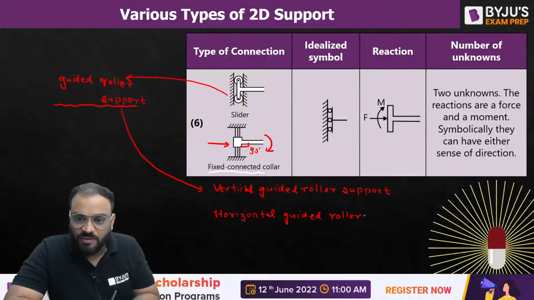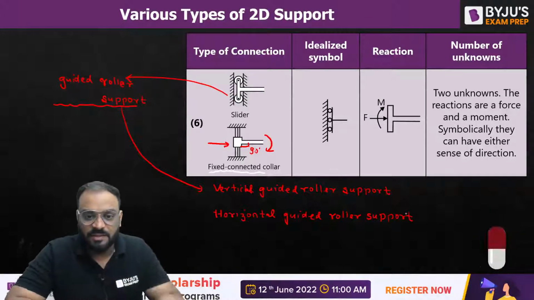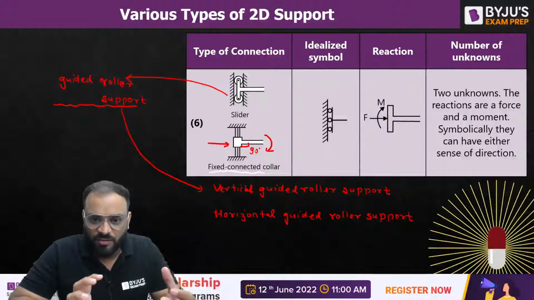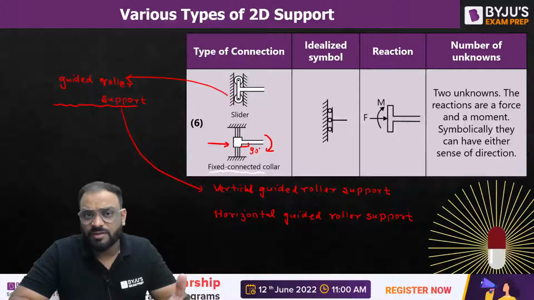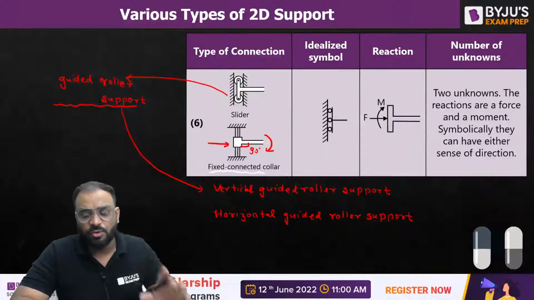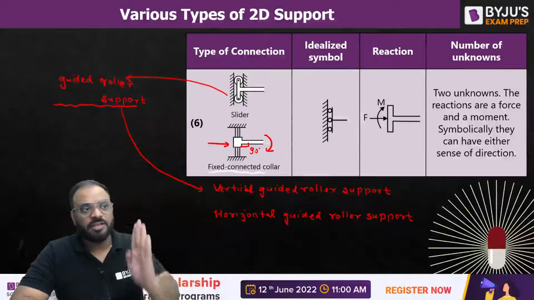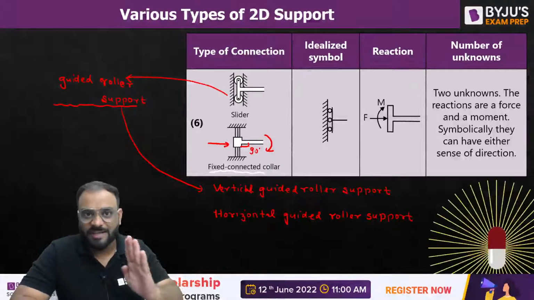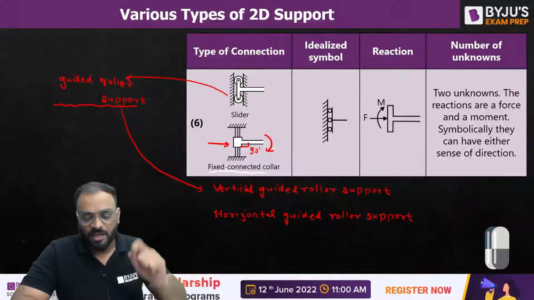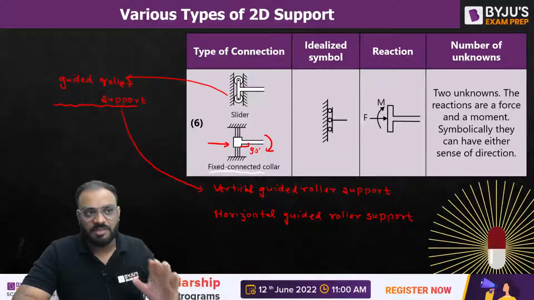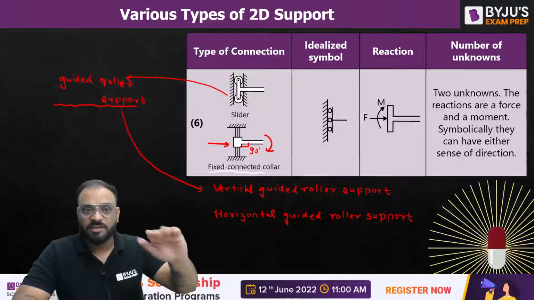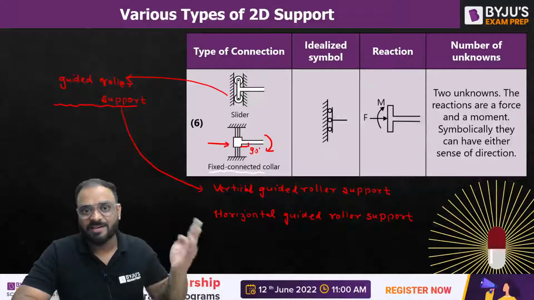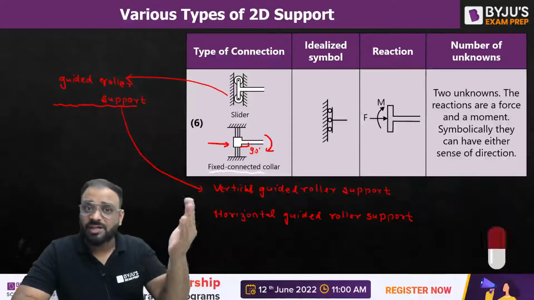Now the question is, sir, what do you mean by it and how can we understand it? That is another part. So guys, I think all of you know what you mean by guide. Guide means to give some direction. So if you have vertical guided roller support, that means you are trying to allow the movement of that particular support in the vertical direction, right? We are not restraining it in the vertical direction. And if we talk about the horizontal guided roller support, that means we are allowing the horizontal displacement, or we are allowing the movement of that particular support in the horizontal direction. We are not restraining it. So that's why it is known as horizontal guided roller support.